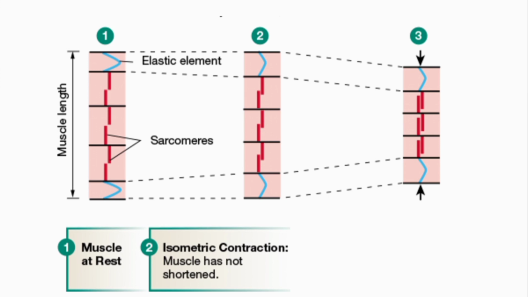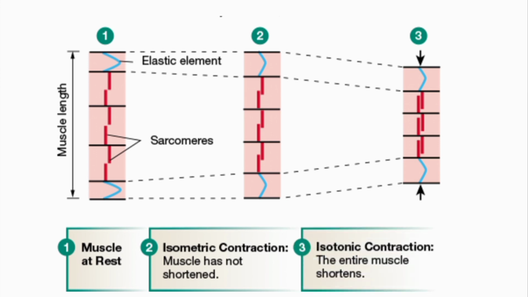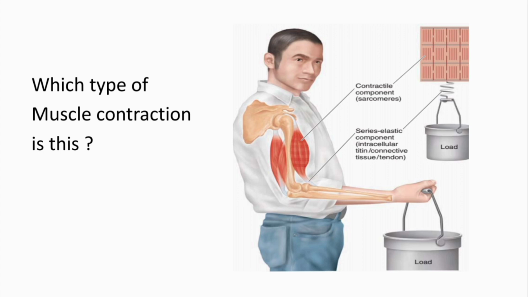And now let's see what happens in the isotonic contraction. In the isotonic contraction, the elastic component stretches just like in the isometric contraction, but here the sarcomeres shorten much more than in the isometric contraction. So that is why the total muscle length is changed and it is decreased. Hope you have understood the mechanisms of isometric and isotonic contraction.